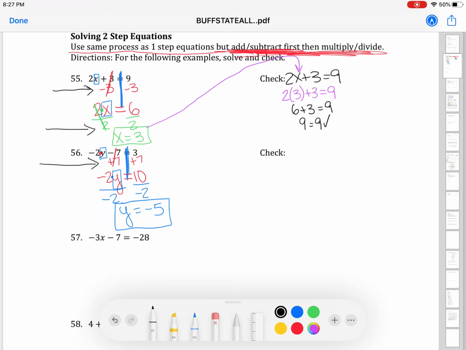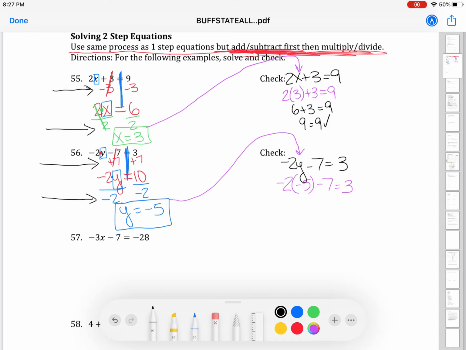Now take a second to just compare what we did from 55 and 56. First, we got rid of what was being added or subtracted. Then we divided by the number that it was being multiplied by. It's that same method every time, which is kind of what's nice about solving equations: once you've got it, you've got it. So now I go to plug in that y.